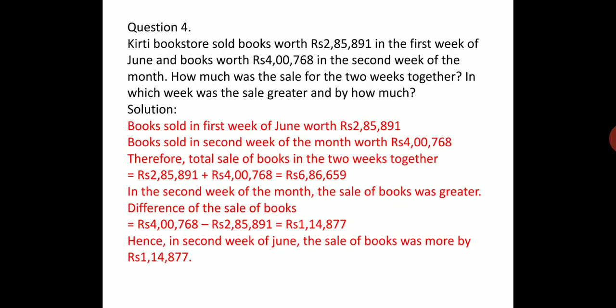You can see Kirti bookstore sold books worth rupees 2,85,891 in the first week of June, and books worth rupees 4,768 in the second week of the month. In the same month, what was the sale for the 2 weeks together?